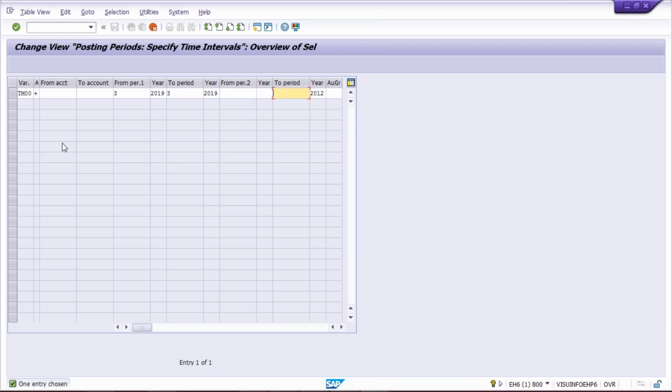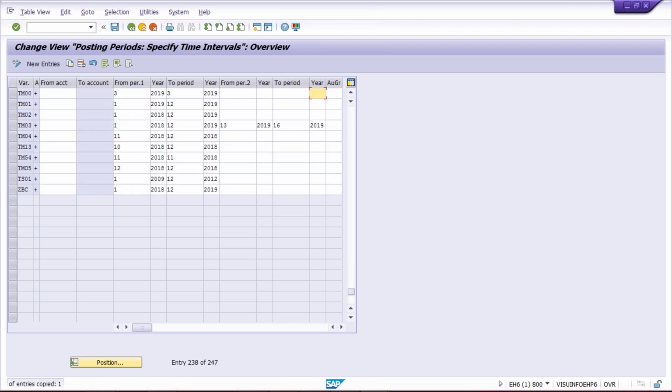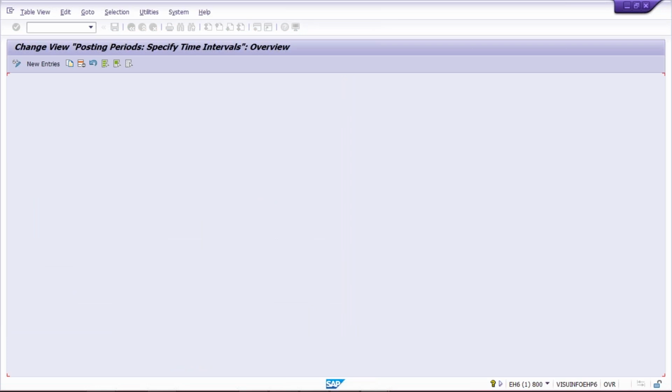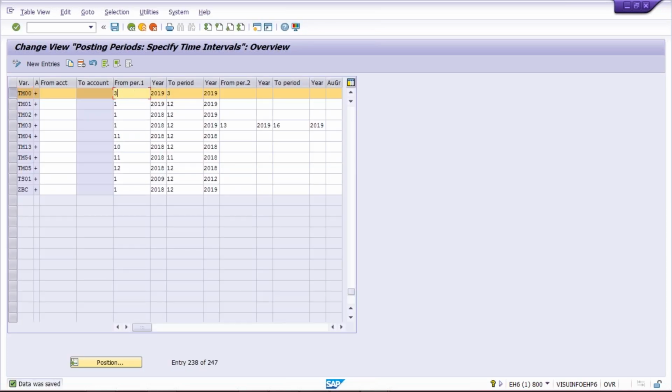And right now, for the time being, remove all these things. What is the logic? That will also be explained, but remove it right now. Press enter and save it. So now what is happening here? This is our variant TM00. In that we have opened period number 3 to period 3, 2019.